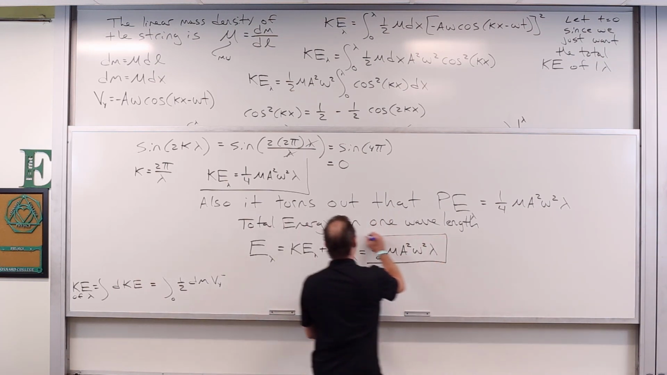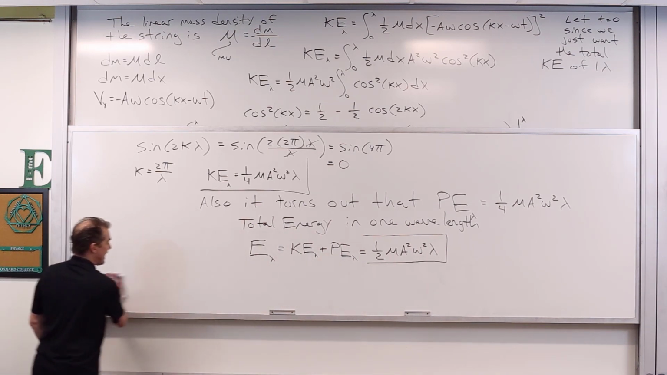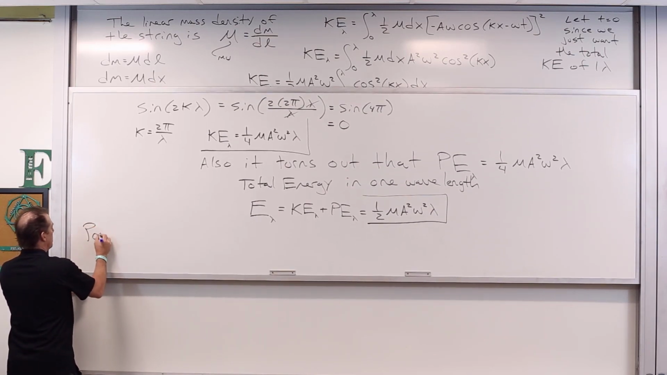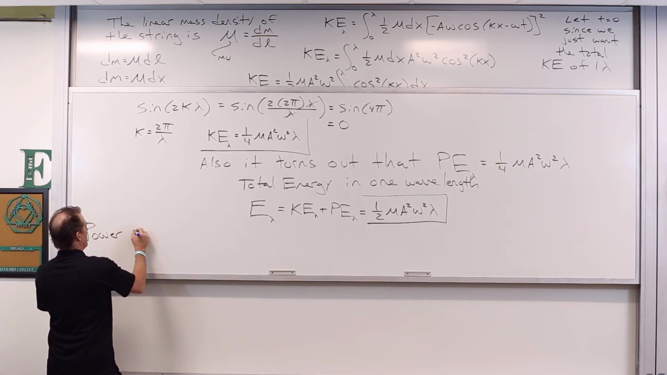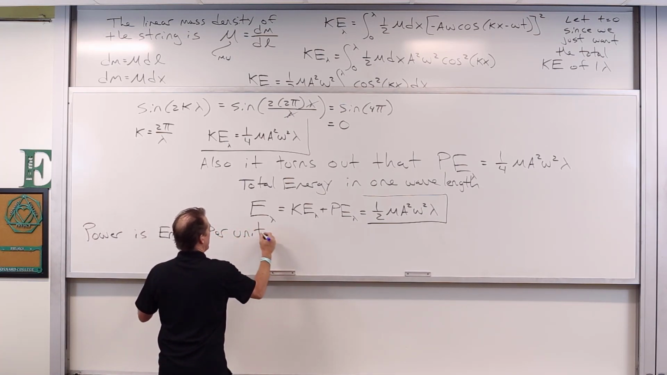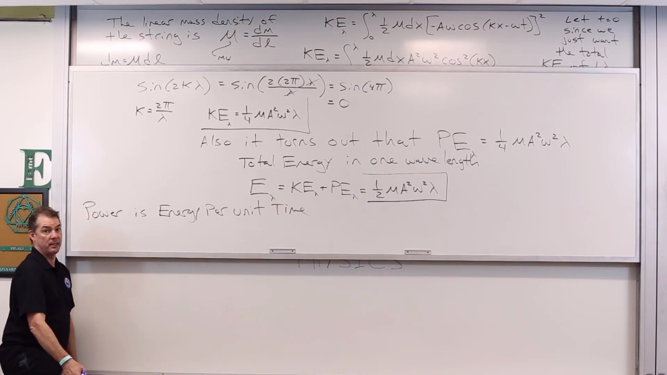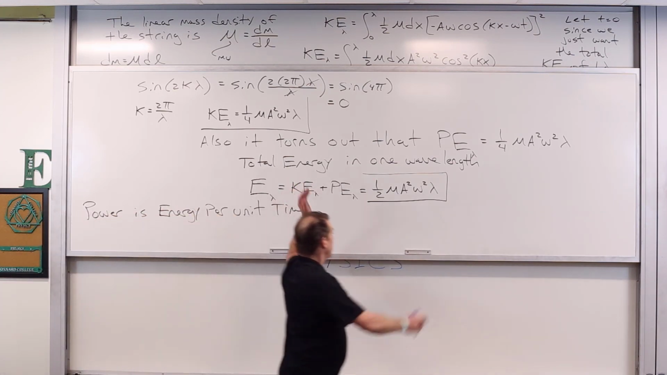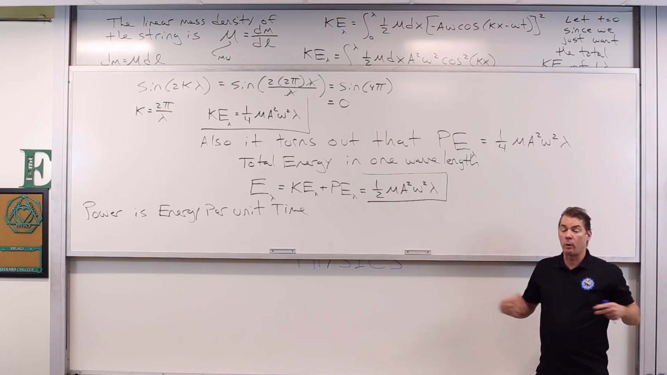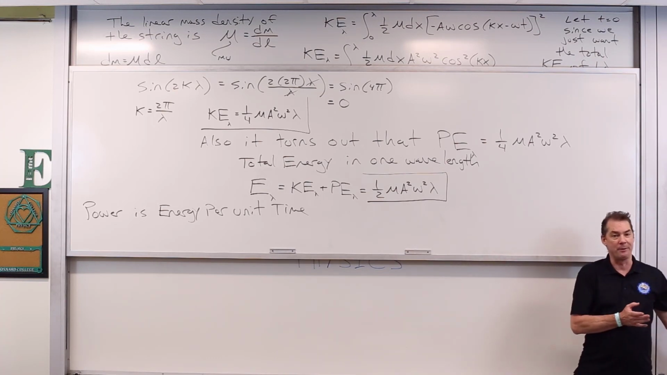What can we do with this? We can talk about the energy transmitted per unit time. Power is energy per unit time. Power transmitted is going to be the energy in one wavelength divided by the time interval over which one wavelength is produced, or the time interval over which one wavelength moves forward by a wavelength.